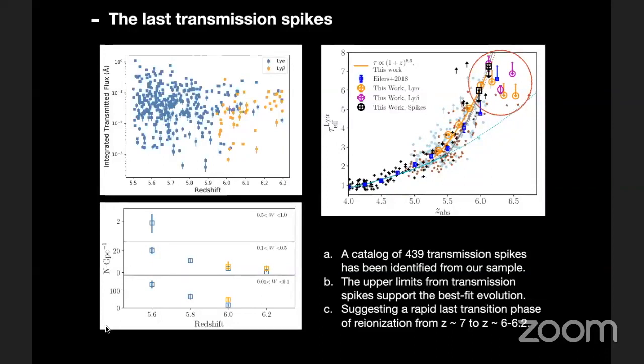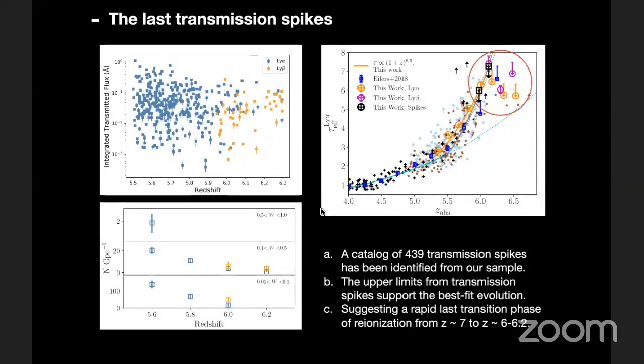This is the bottom left one. This is the number density evolution of these transmission spikes, the number density along the sightline. You can see the number density evolution over redshift, and also at different bins of transmission spike strength. We can see an obvious rapid decline with increasing redshift, and also with increasing transmission spike strength. So this evolution may suggest that there is a very rapid last transition phase of reionization.